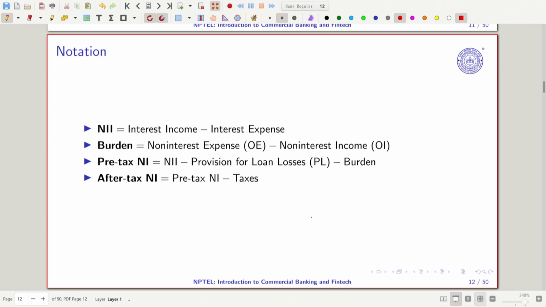If I have to calculate my net interest income, just to summarize what we have covered so far, it is interest income minus interest expense. So what is this burden? Non-interest expense minus non-interest income. So here we have the net income. So net interest income, then here we have the provision for loan losses and burden, and after tax net income, which is pre-tax net income minus the taxes. So this is what we get.